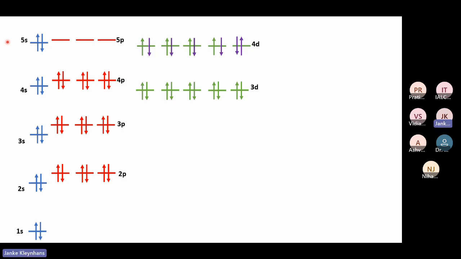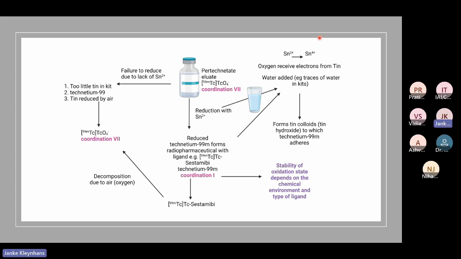If you add more air to the mixture, so if the person drawing up the doses is uncareful and they add some oxygen while they take up the dose, it removes some of the tin in the mixture, so there's always an excess just to keep the molecule a bit more stable. And the oxygen that's introduced removes some of these extra electrons that the tin would like to give, and it moves the technetium back to this coordination state 7. And then when you inject it into your patient, you will see free pertechnetate.